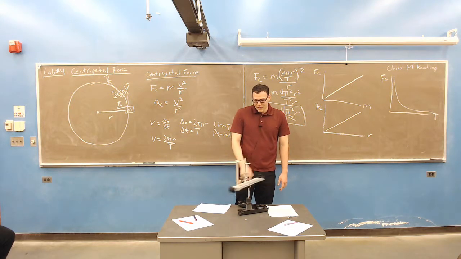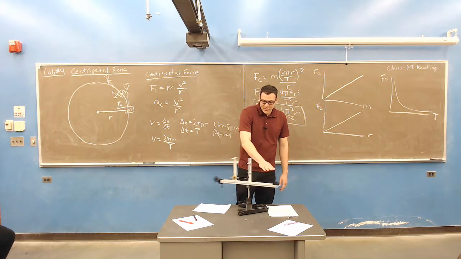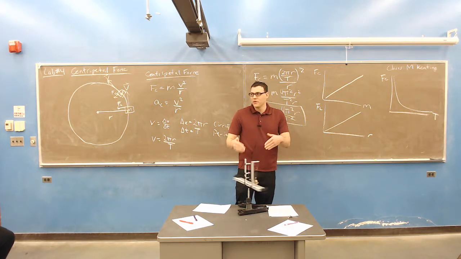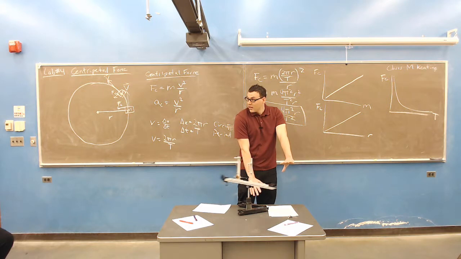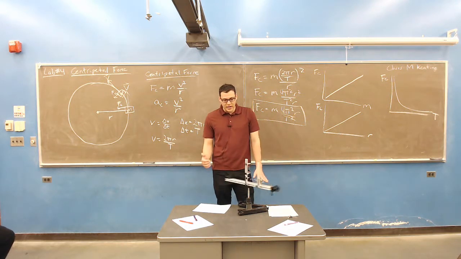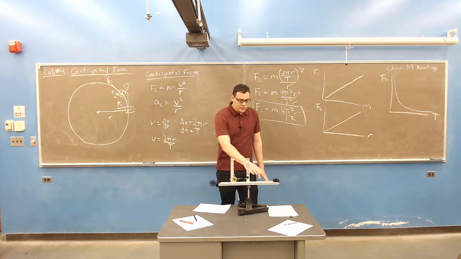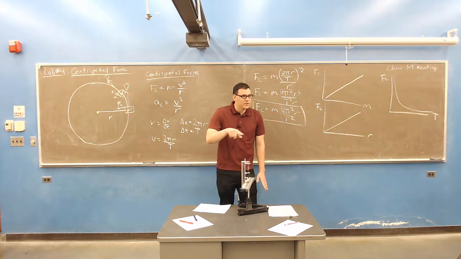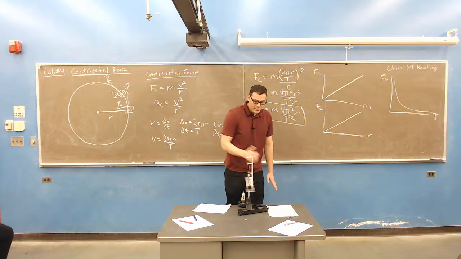All right, and so someone's going to keep it spinning, and you want to keep the bob where you marked it, because that's when you know the centripetal force is equal to the force of the weight that you hang on, the calibration weight. And then someone's going to time it, so your partner will time it. What you want to do is count 10 revolutions, so 10 periods, and time how long that takes.